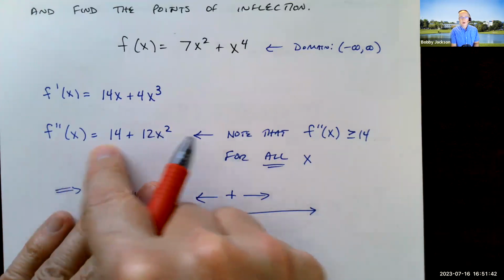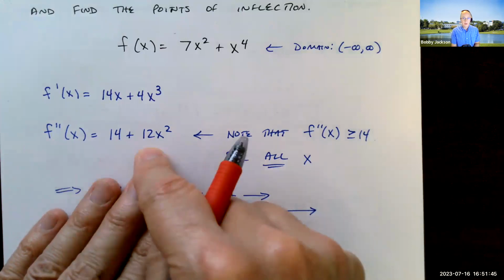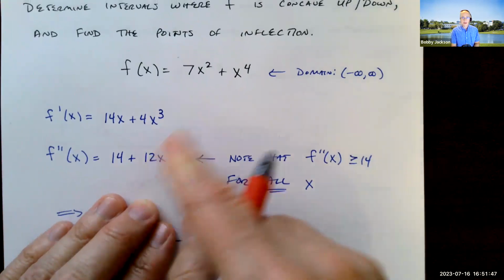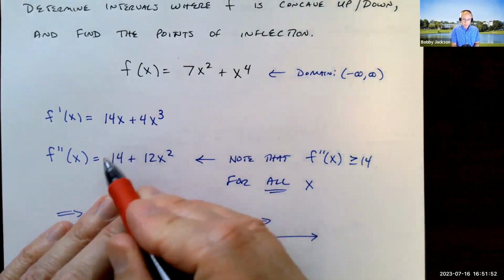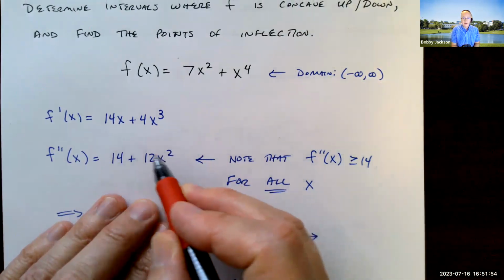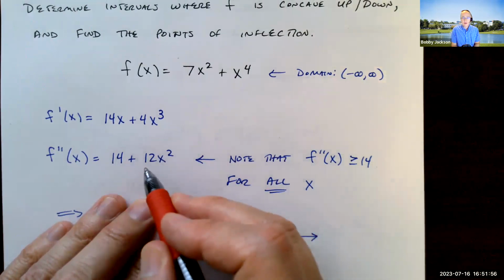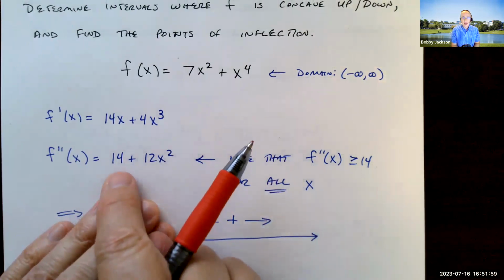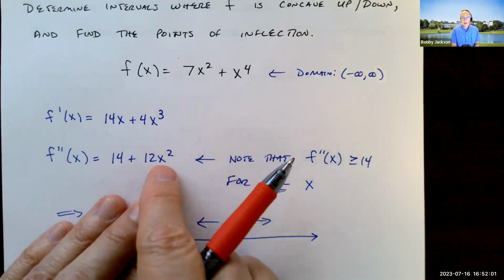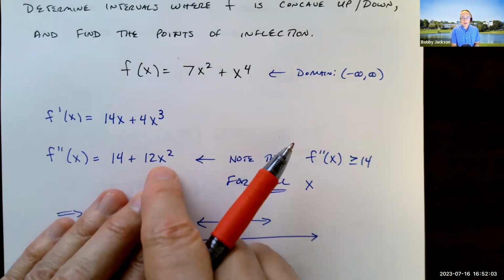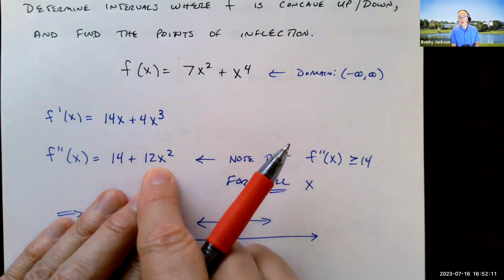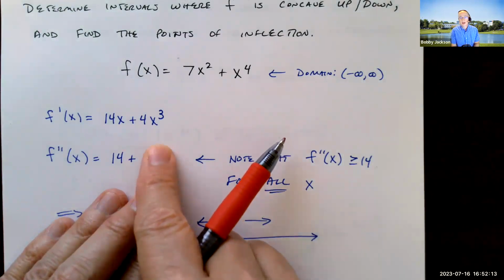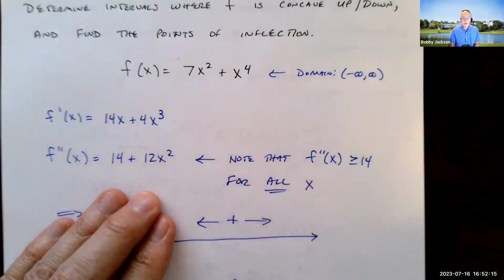Now, we typically want to say when is this second derivative going to be equal to 0, because that's where we might have points of inflection. But notice that the value of our second derivative is always going to be at least 14, because if I plug in any value of x and square it, the output is always non-negative. The smallest that 12x squared could be is 0. If it is 0, I get 14. So the second derivative can never be 0.